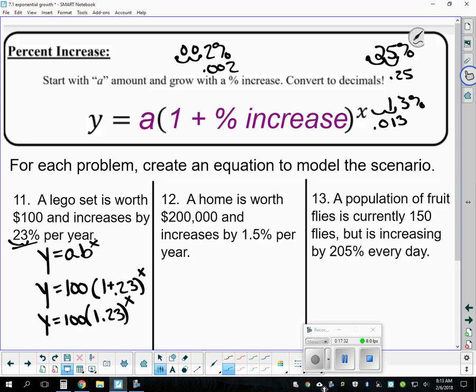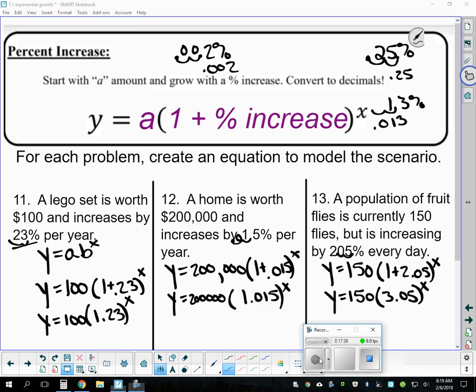You guys go ahead and try the next 2. Pause the video and do it now. Okay, check your answers. Definitely check and make sure you have the right percents. So 1.5%, you had to move that decimal 2 spots to the left, which makes it 0.015, and then add your 1. For 205%, your decimal's here. You need to move it 2 spots over, which makes it 2.05. So check your answers, make sure you've got them right.